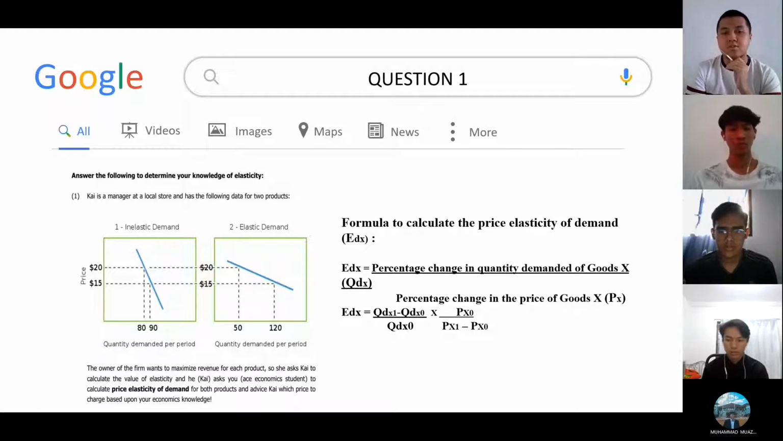So the first thing to do is we need to calculate the price elasticity for inelastic demand and elastic demand. Before we calculate, we need to know the formula to calculate the price elasticity of demand. The formula is elasticity of demand, or EDX, equals percentage change in quantity demanded of good divided by percentage change in price of good. In more detail, EDX equals new quantity demanded minus old quantity demanded, divided by old quantity demanded, times old price divided by new price minus old price. Now let's go to the next slide.